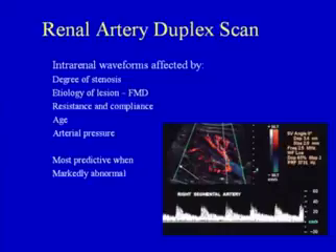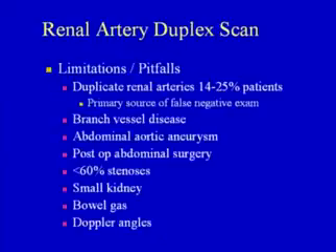If you find an abnormal waveform out at the hilum and a delayed acceleration time, this is highly predictive of proximal renal artery stenosis. However, if the waveform is normal, it really does not imply whether the vessel is patent or stenosed. The limitations of renal artery duplex include duplicate renal arteries. 14 to 25% of patients are reported to have multiple renal arteries, and this is generally the primary source of a false negative exam.